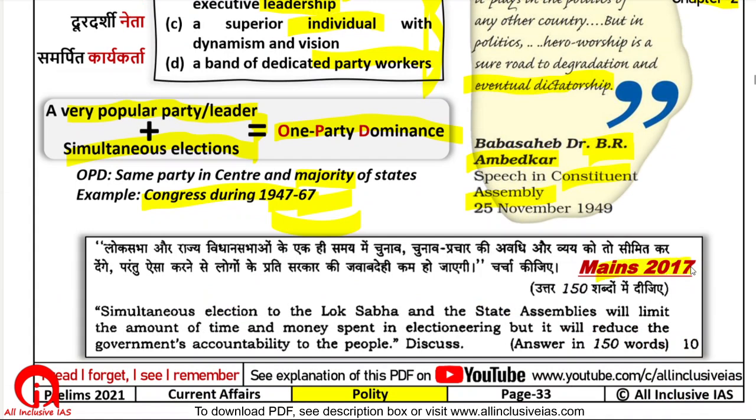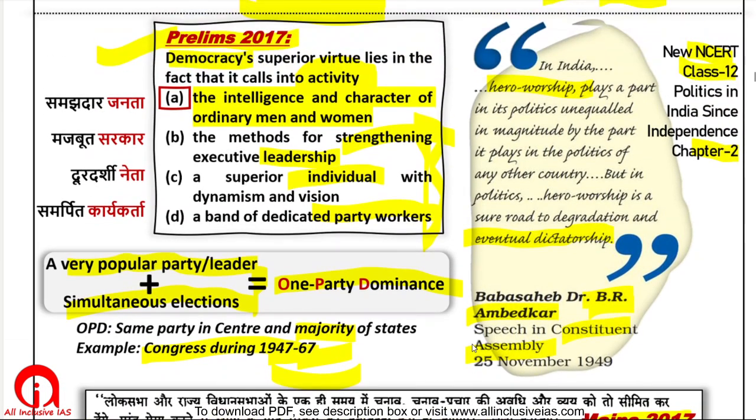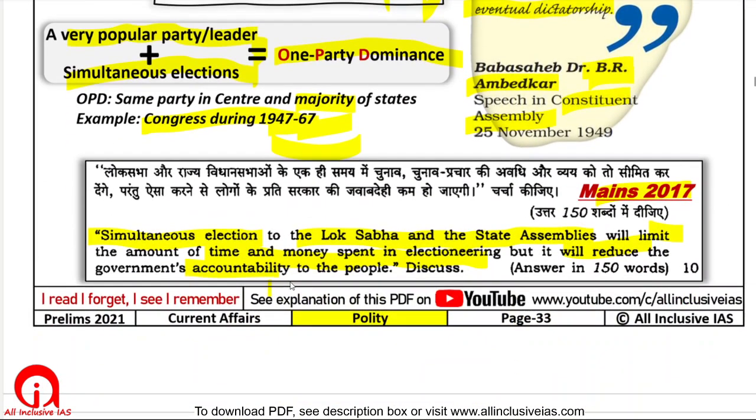Now see, even in 2017, UPSC asked this question in mains. Although this is not relevant for prelims, still UPSC can twist things and ask the concepts. Simultaneous election to Lok Sabha and state assemblies will limit the amount of time and money spent in electioneering. Very good thing. But it will reduce government's accountability to the people. Right? Nowadays in prelims, UPSC is asking many conceptual things like this question. Polity is not just about fact. Okay, it is also about these concepts. Therefore, such analysis was very much required, and you should also look at previous year questions.